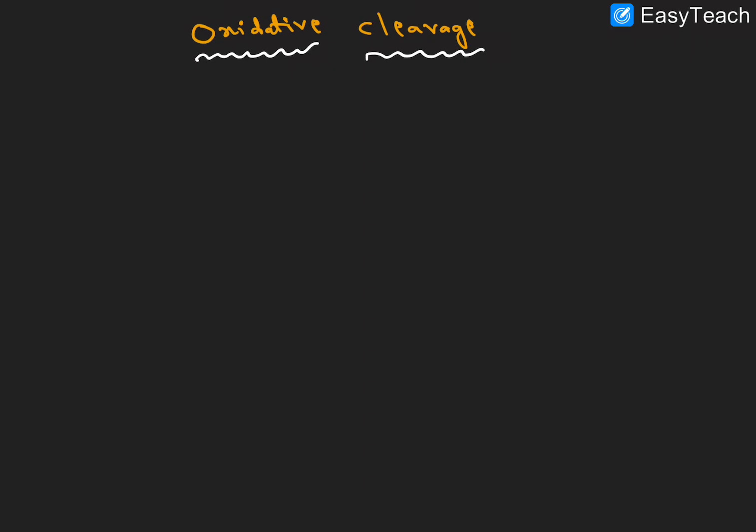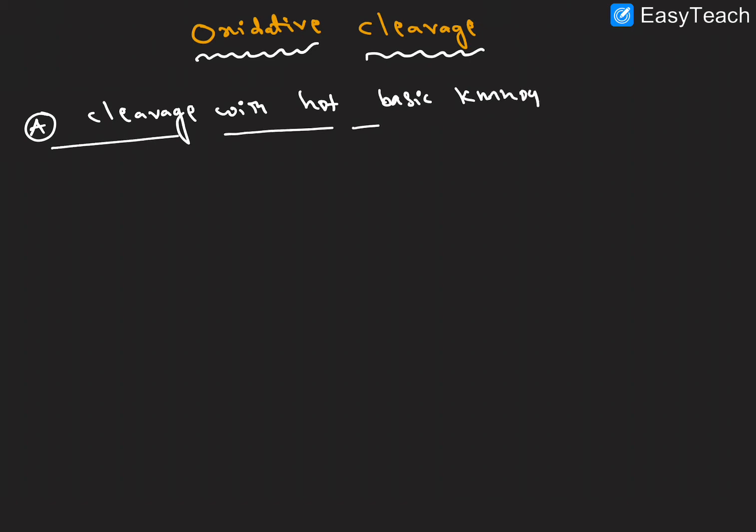Let me discuss the first one here, the A. Cleavage with hot KMnO4, hot basic KMnO4. Cold KMnO4 means basic cold KMnO4, where diols are forming; we saw that in the earlier video, part number 2. Here also it is basic, but the condition is hot.